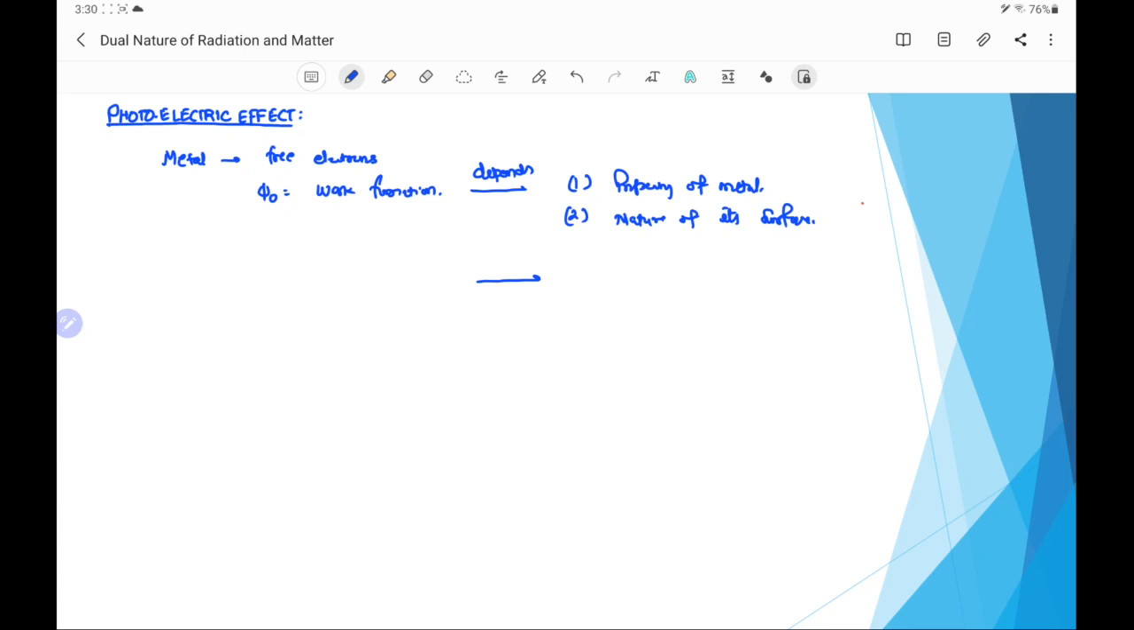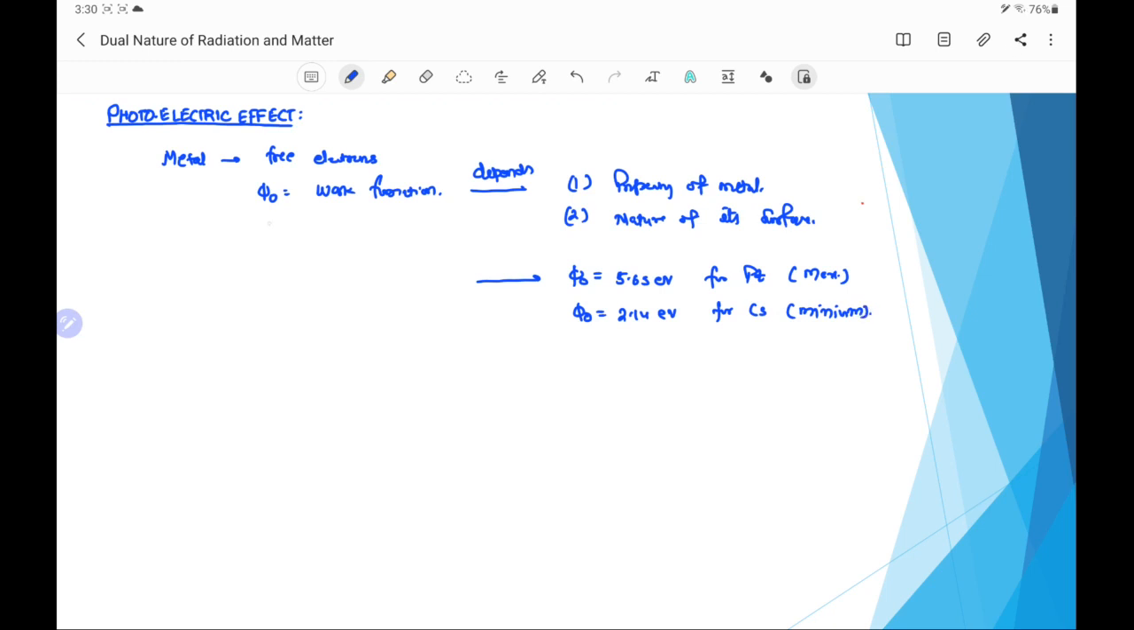And as a broader range, the value of the work function is 5.65 electron volt for platinum, and this is the maximum value of the work function. Similarly, there is another metal which has the minimum work function, and it is cesium, and it is the minimum work function for any metal.